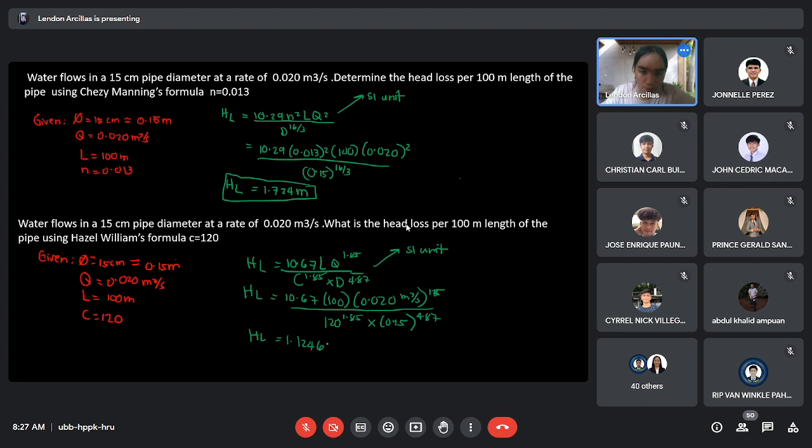1.1246 meters. Yun. So, that is how you solve Hazen-Williams. Pag binigay is letter C. Chezy-Manning, pag binigay is N. So, yung formula in SI unit. Magkaiba din pag binigay yung mga values in English, then iba din yung formula niya.